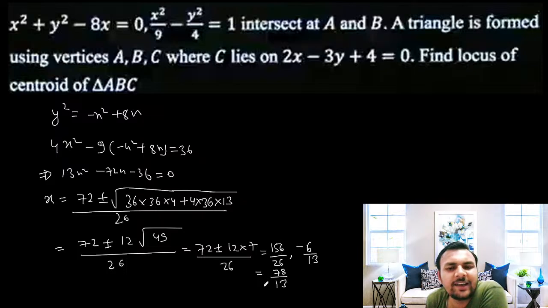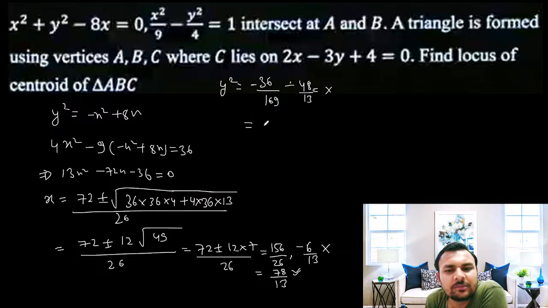So we got the x. Can we get the y? So y square is minus x square something something, which is lengthy. 36 by 169 minus 48 by 13. So this is not possible. This value is not possible for x. So we'll proceed with the second one.